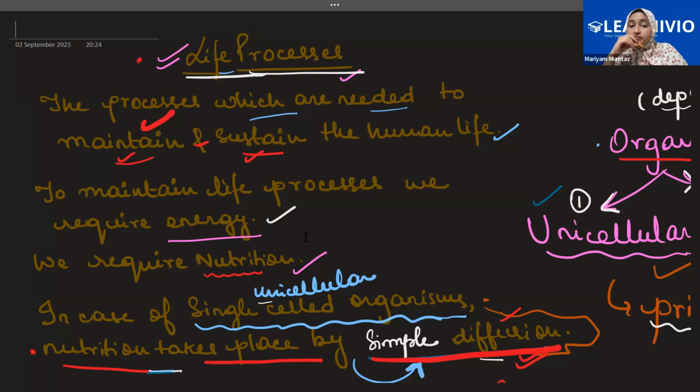Glucose, yeah, you're right. But in general terms, where do you get your energy? From the food that you eat, isn't it?